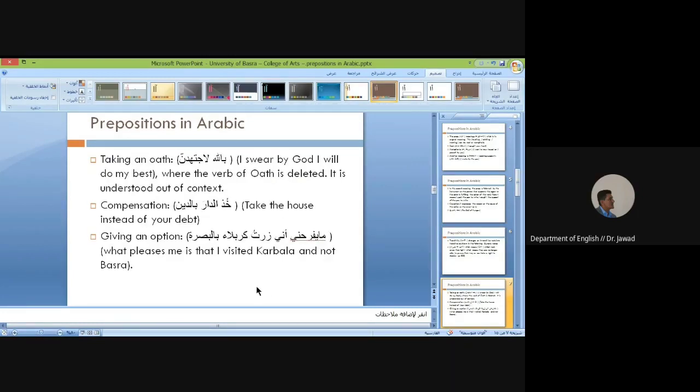Another meaning of this preposition is to take an oath, اللي هو القسم. بالله لأجتهدن. And there is a verb of oath, which is what? Which is deleted here. It is understood out of what? Out of context. بالله لأجتهدن. I swear by God, I will do my best. And it is also used to give emphasis. يعني أحيانا تعطي the meaning of what? التوكيد.